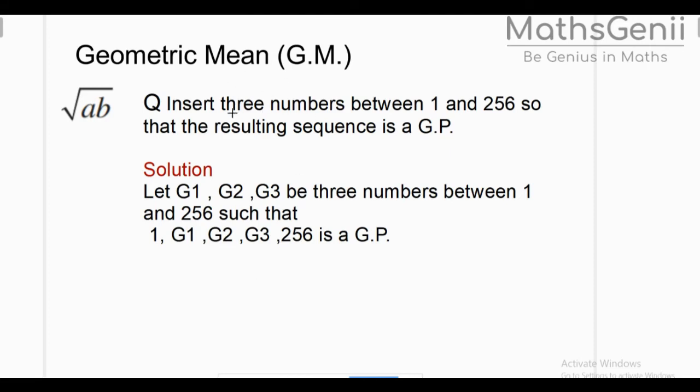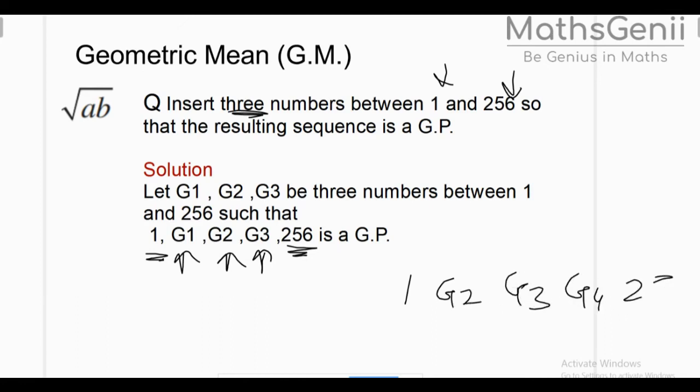Okay, now let's look at the question. Very simple. Insert 3 numbers between 1 and 256. Okay, so here you have 1, you have 256. We have to insert 3 numbers. So G1, G2, G3. It's your wish, you can write it like this also, G4, 256. Why do I tell you to write? Because these numbers don't create confusion. Again similarly, in the first AM question you had found A and D. In GM you will find A and R.